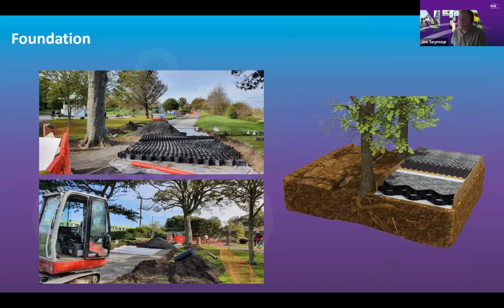This example here is the Blackrock Coastal Mobility Route, where the geogrid was put next to quite a mature tree. And when you're cycling along there, you wouldn't even know there was a different foundation underneath it. So this is something to consider when we're developing the schemes.